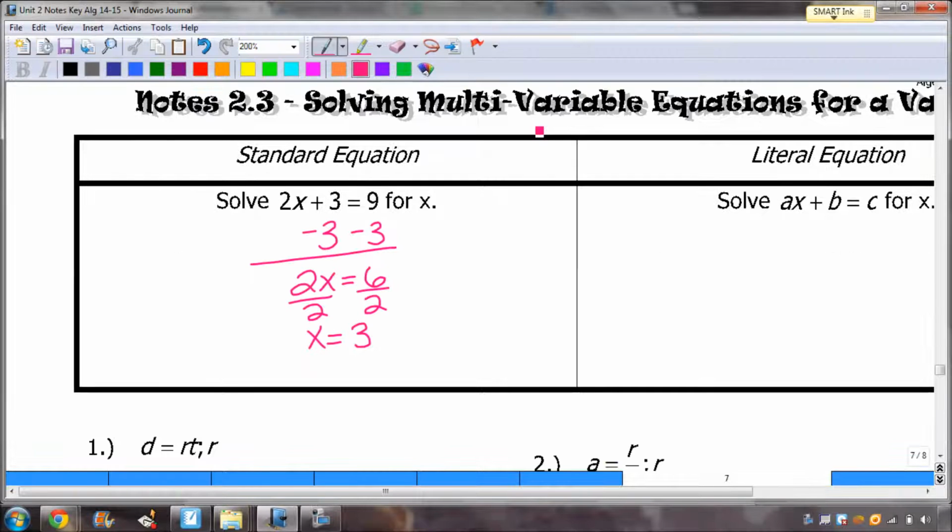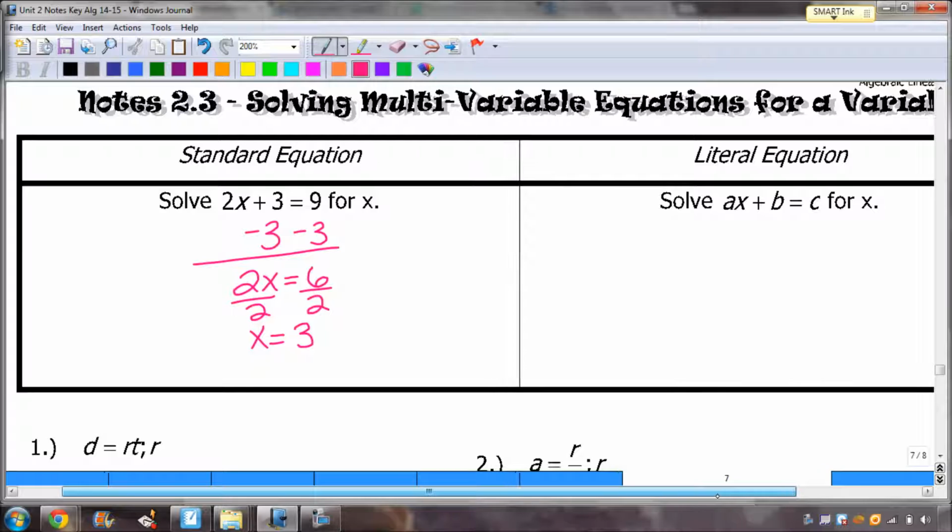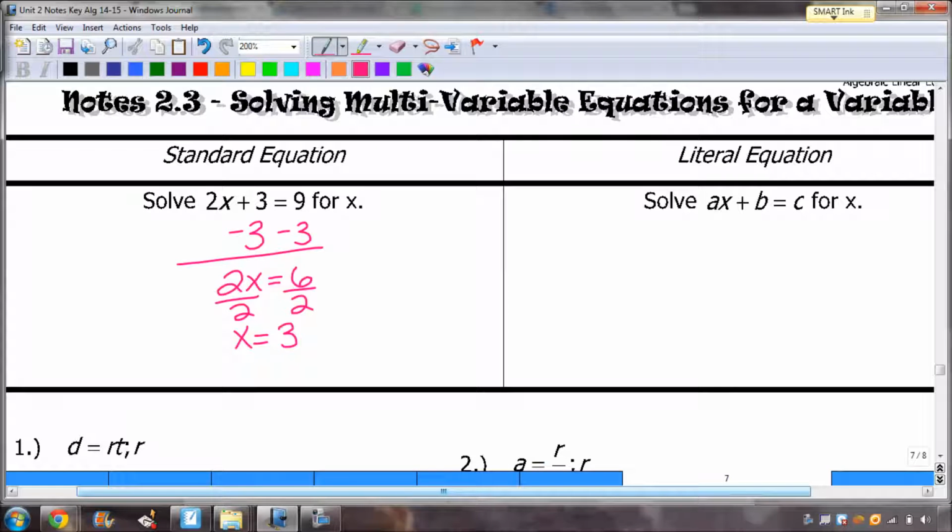All right, go ahead and look at the work that we have here. If you need to press pause to make sure that you understand this, go ahead and do so. All right, so now we're going to look at our literal equation. Now, a literal equation is just a standard equation that might have more than one variable that we're trying to get by itself.